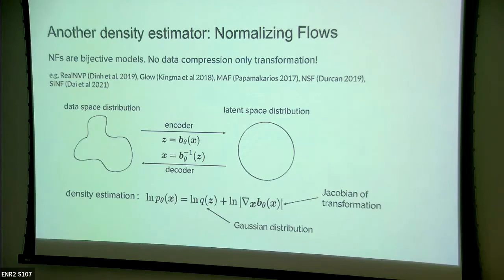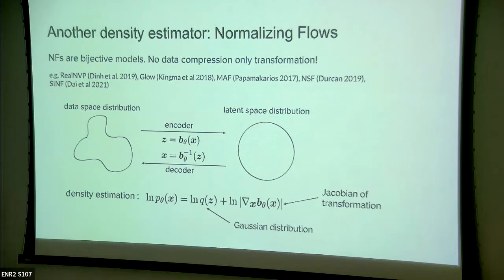Normalizing flows don't have any compression, because the moment you have compression, you can't have an inverse, right? You're not bijective anymore. So they preserve the dimensionality of the data. And it's just a single transformation, and this transformation has an exact inverse. It brings us from the data space to our latent space, and then back vice versa.